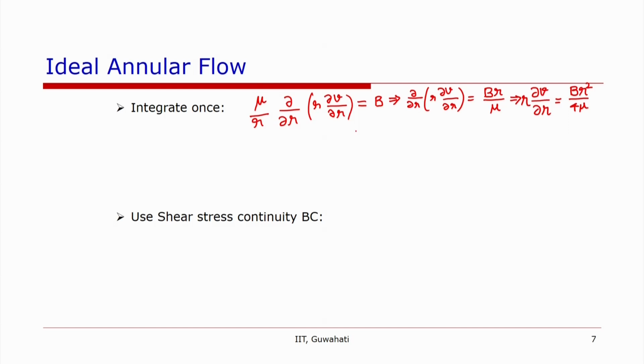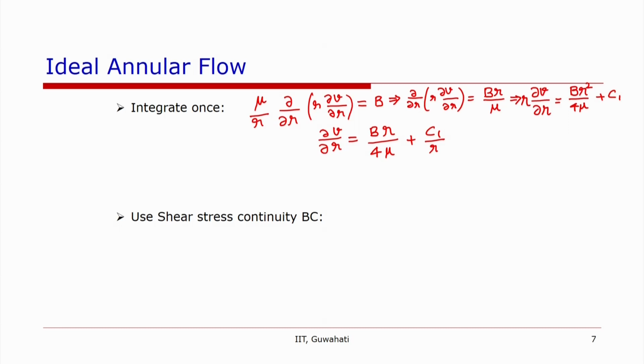So we can write ∂V/∂R is plus a constant of integration, let us say this is C1. So ∂V/∂R is equal to BR/4μ plus C1/R, and now we can write the same equation for gas and liquid phases.